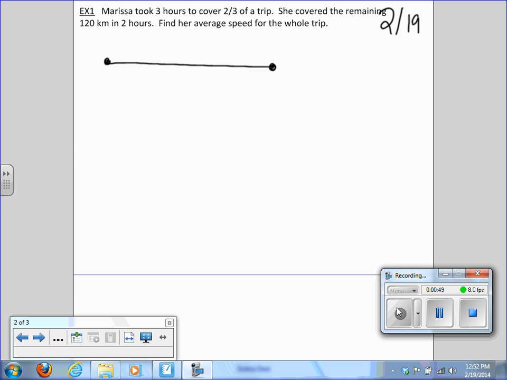All right, and how many parts should we divide her trip into? Katie? 3. Okay, so out of the 3 parts, we know something about 2 of the 3 parts. 2/3 of the distance of her trip. Brian, what is it? Well, she took 3 hours to cover the 2/3. Okay, so my time here, I'm going to call this time 1, because it's the first part of the trip according to the problem. Okay, so it took 3 hours.